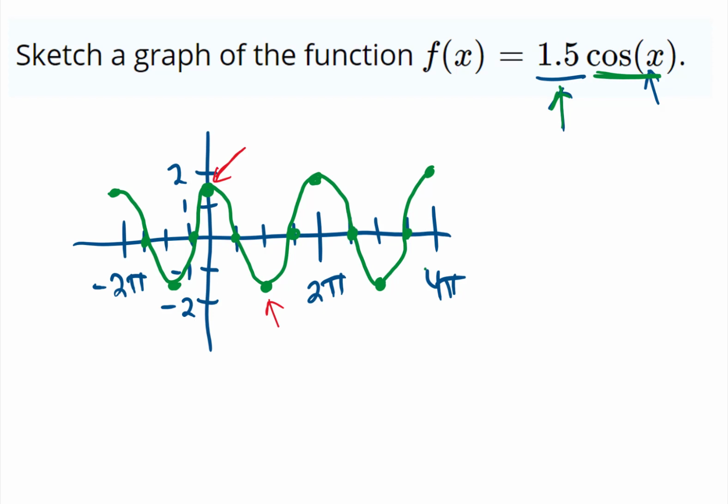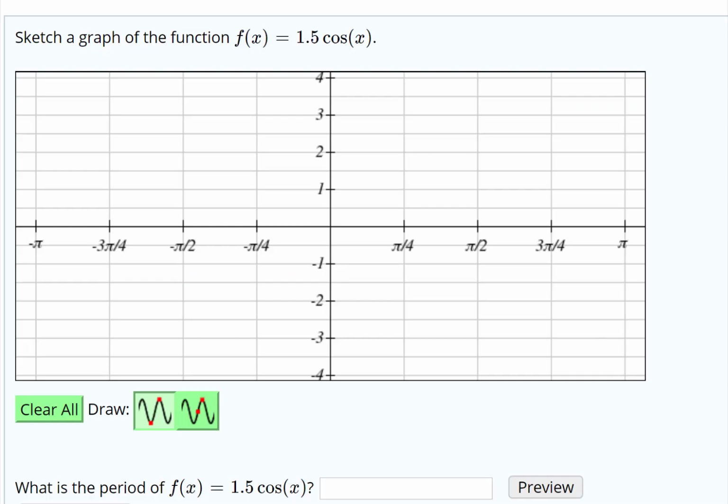I didn't label these, but I should have, so we could see half of 2 pi is pi and half of that is pi over 2. So my tick marks are pi halves, and so that minimum occurs at pi. So now we're ready to go to the computer and graph it.